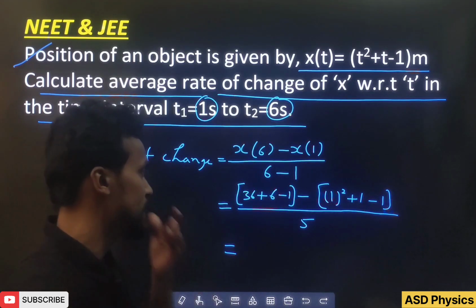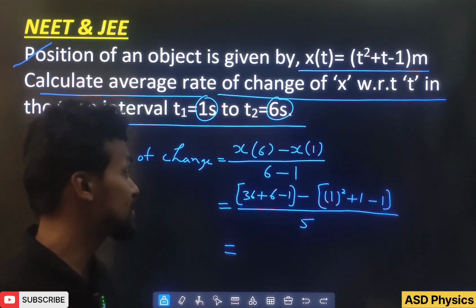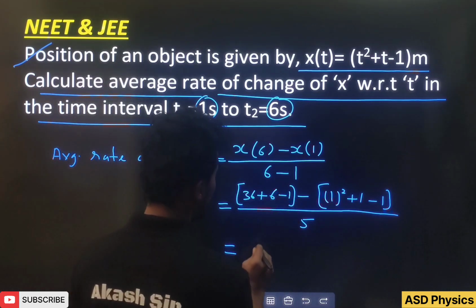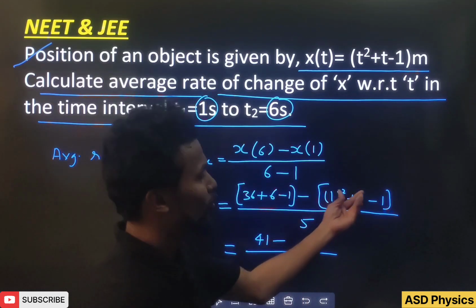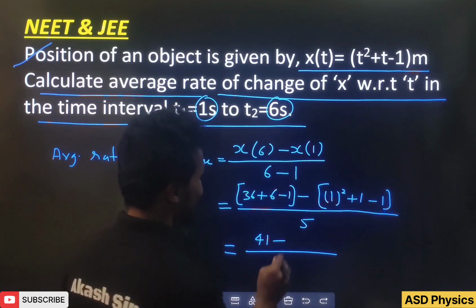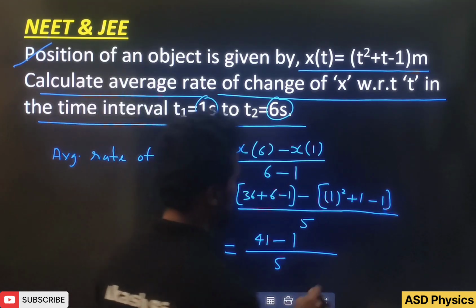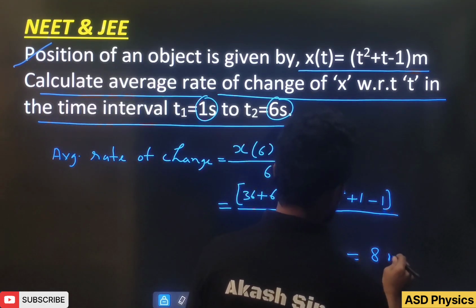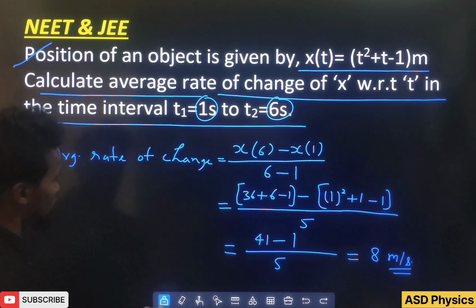Okay. So anyhow, what will this become? You can see very well that 36 plus 6, 30 plus 6, how much here? 42. And 42 minus 1, so 41. Minus, here how much? 1 plus 1, 2. 2 minus 1, 1. So 40 by 5. So 40 by 5, how much will it come? Again, it will come 8 meter per second. Now, what is this? This is the average rate of change.